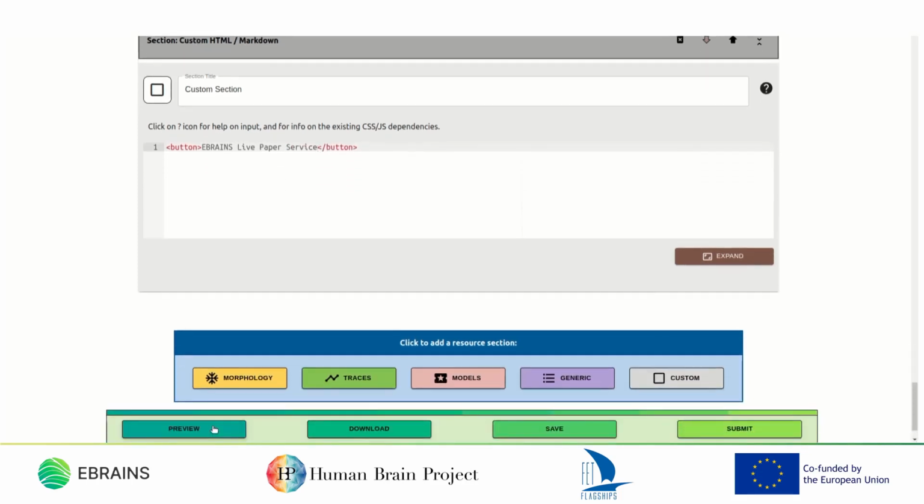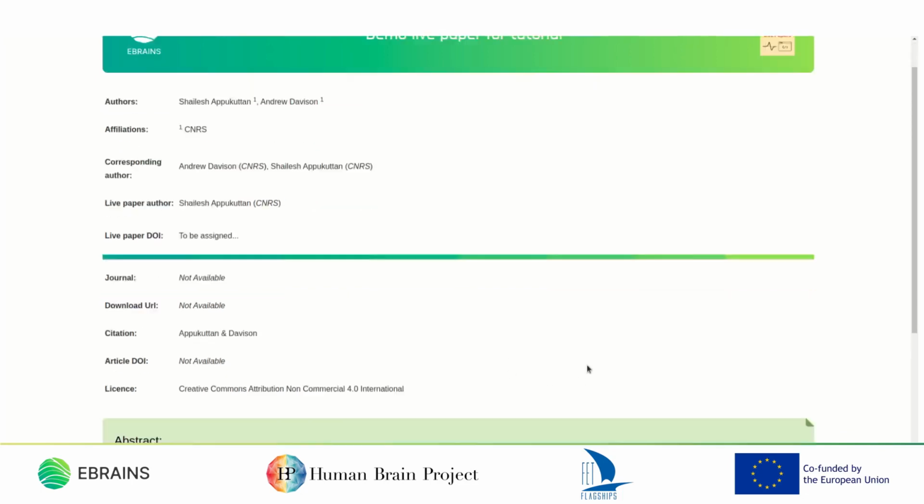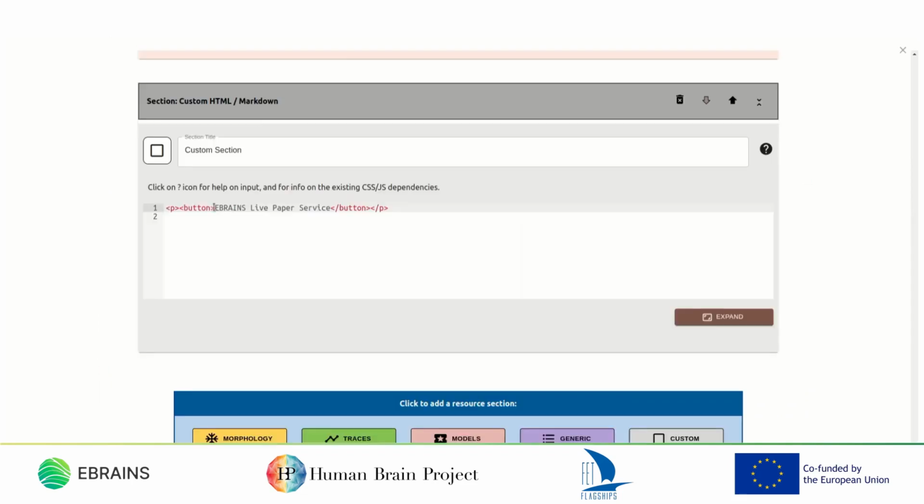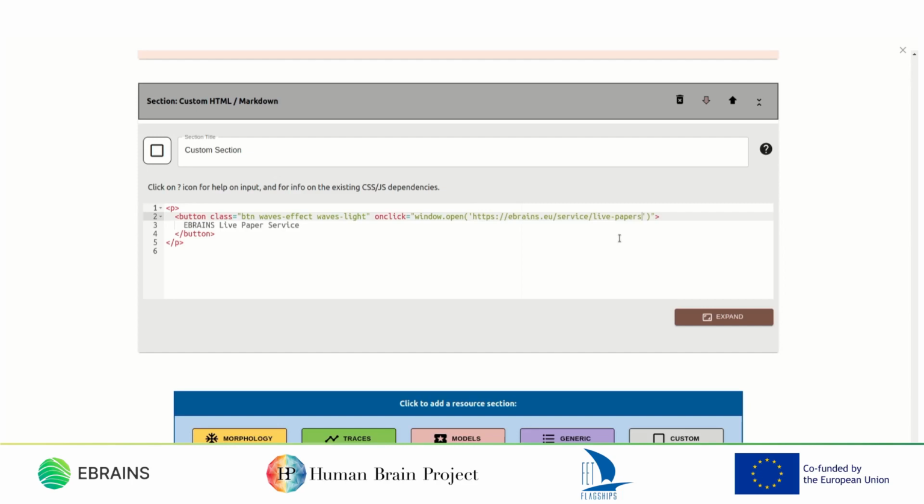And now previewing the live paper. So now we have an ordinary looking button that doesn't really do anything. Let's improve its appearance by assigning it a CSS class and also adding some JavaScript functionality. So now on clicking this button, we should be able to open the eBrains Live Papers service page.